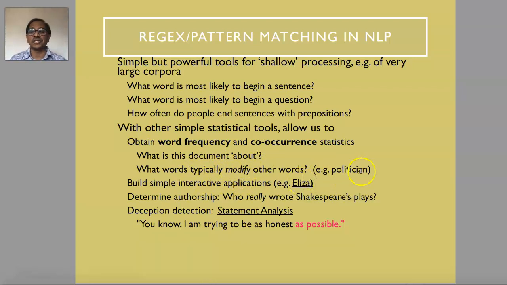Like for example, politician. What kind of word do you want to use with the word politician? Bad politician, good politician. Which word, right? What are the words which modify the words? Co-occurrence restrictions. These are called collocations, which we'll learn more about later.